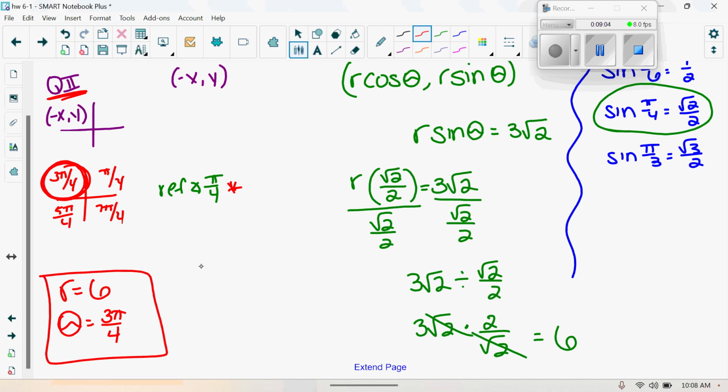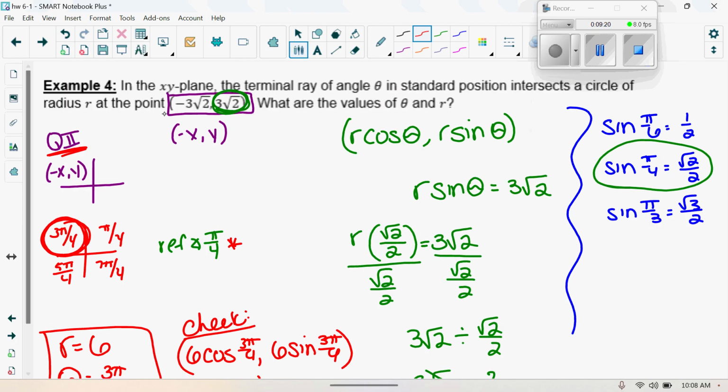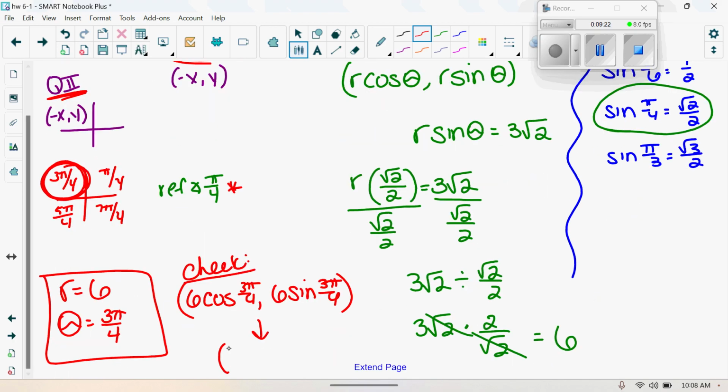And you could, if you wanted to, check your work by doing 6 cosine 3 pi over 4, 6 sine of 3 pi over 4, and making sure that we end up with this coordinate point here, negative 3 radical 2 comma 3 radical 2, which you will. So r is 6 and theta is 3 pi over 4.